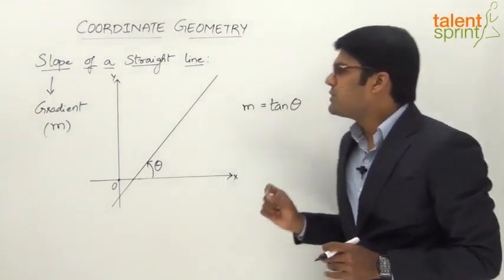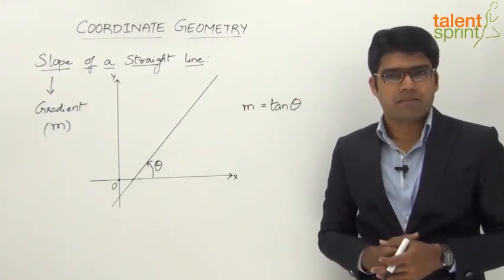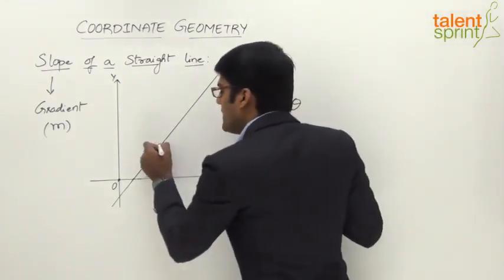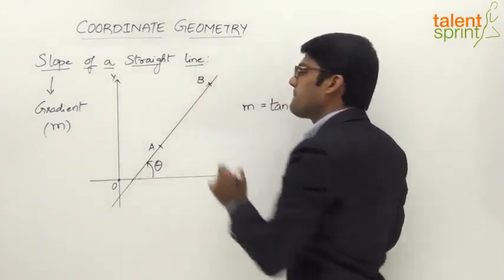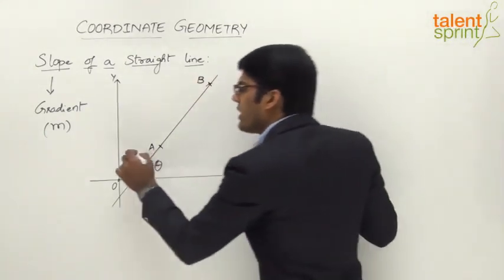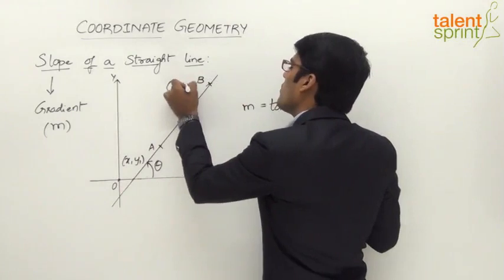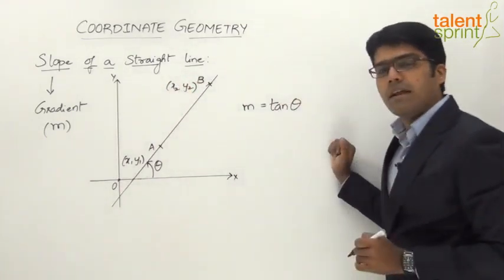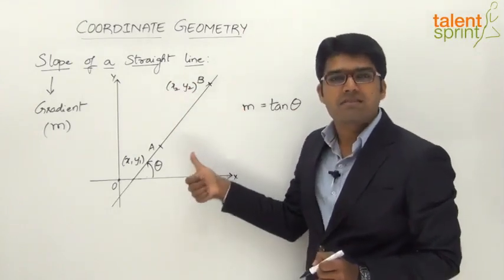Well, let's assume that the straight line passes through 2 points A and B. Right? So let the point A be at this position and this be the point B. Alright, so the straight line passes through the 2 points A and B, where the coordinates are x1, y1 and x2, y2 respectively.